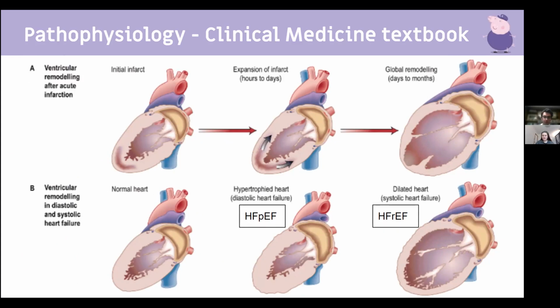Afterload refers to peripheral resistance. So if you have constricted arterioles, that increases resistance in the circuit or the system of blood flow. And so your body compensates for that by increasing cardiac output.